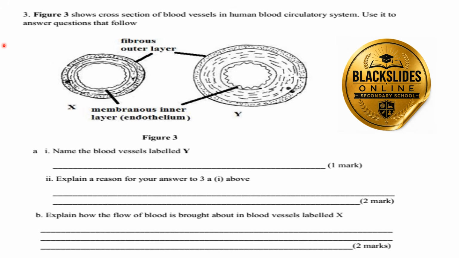Welcome to question number 3. Figure 3 shows a cross-section of blood vessels in the human blood circulatory system. Use it to answer the questions that follow. So let's look at the diagram closely. The diagram is showing us the cross sections of the 2 main types of blood vessels in our body, labeled X and Y.